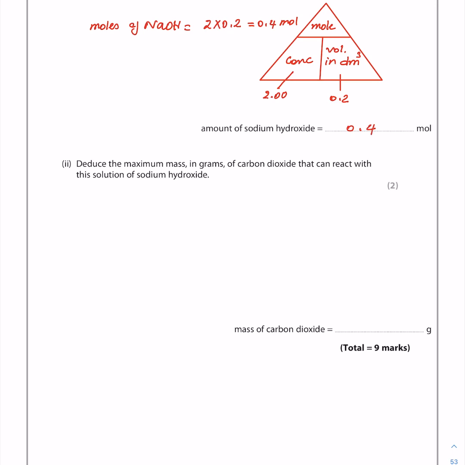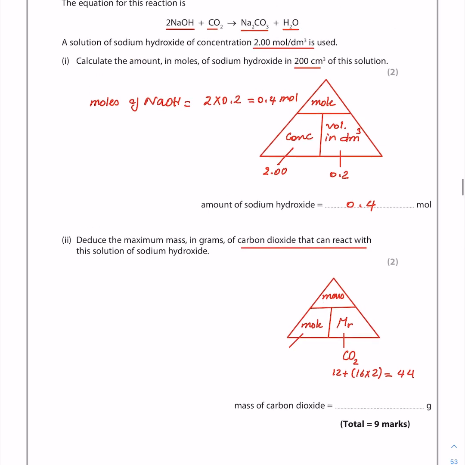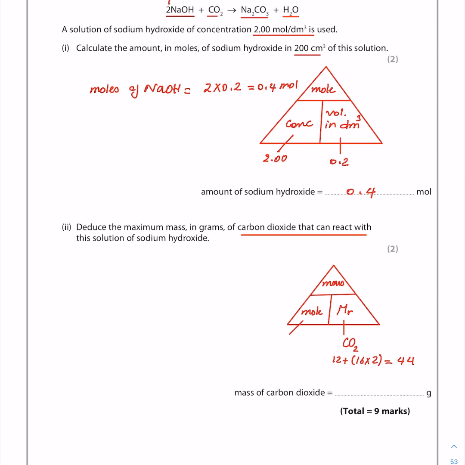Step 2: deduce the maximum mass in gram of carbon dioxide that can react with this solution of sodium hydroxide. طيب أنا دلوقتي عشان أجيب الماس محتاج المولز ومحتاج الام ار لأن مولز نعملها multiplying Mr نطلع ماس. الام ار of carbon dioxide نجيبها ازاي؟ 12 plus 16 by 2 اللي هي تطلع 44. بالنسبة للمولز، ريشيو من الايكويشن، ريشيو ما بين الصوديوم هيدروكسيد للكربون دايوكسيد 2 to 1. يبقى المولز of carbon dioxide is equal to المولز of sodium hydroxide اللي هي 0.4 divided 2 تطلع 0.2 moles.